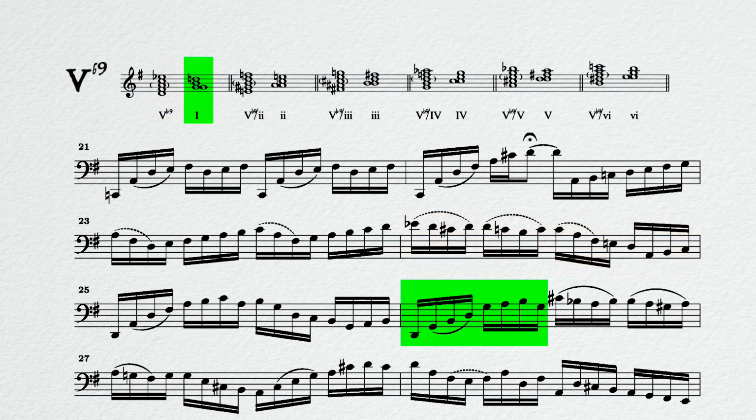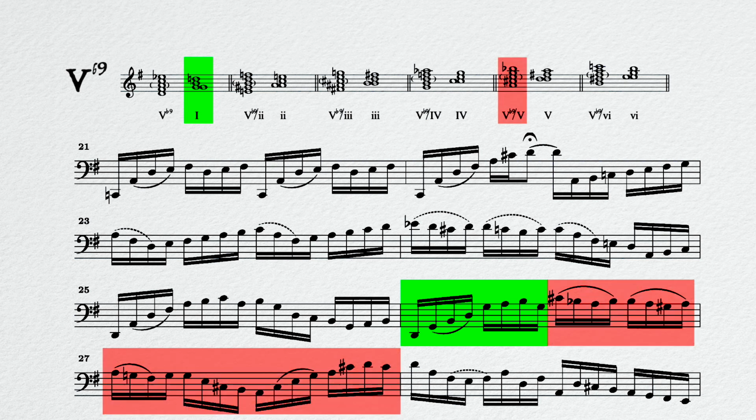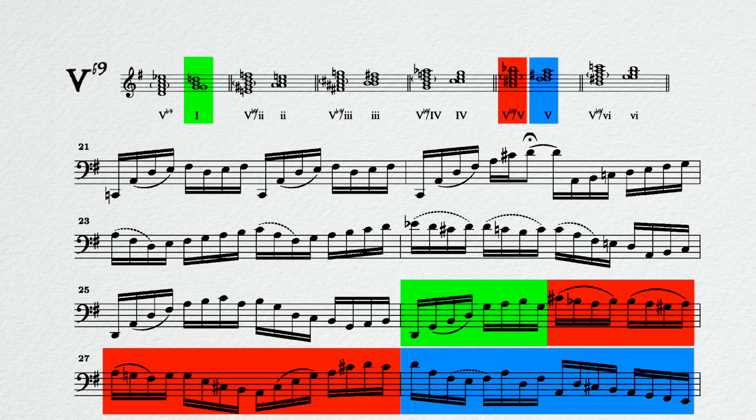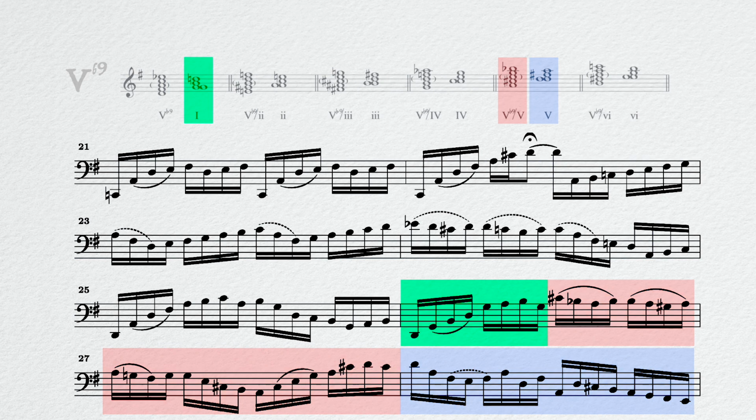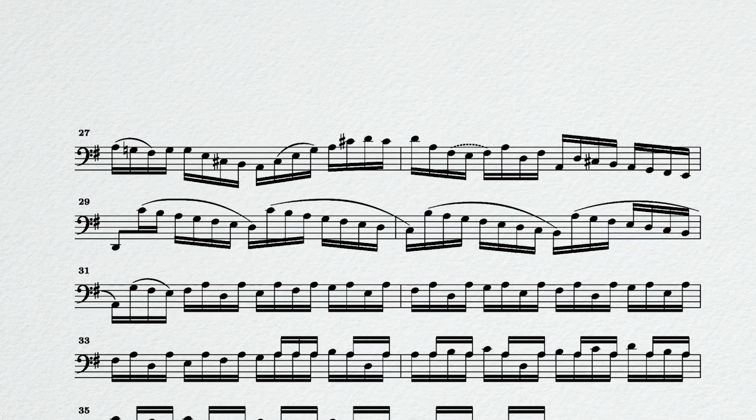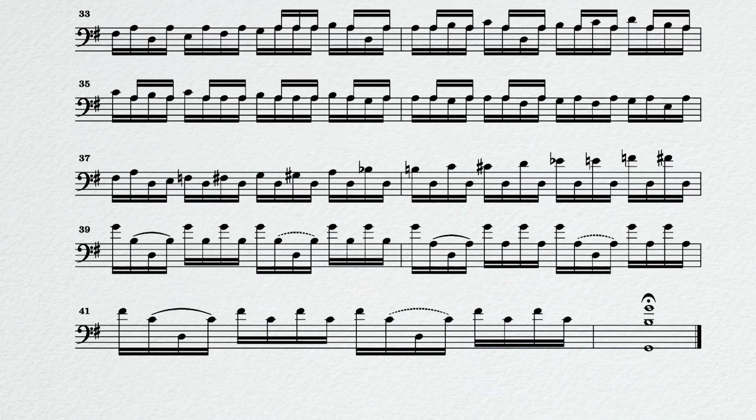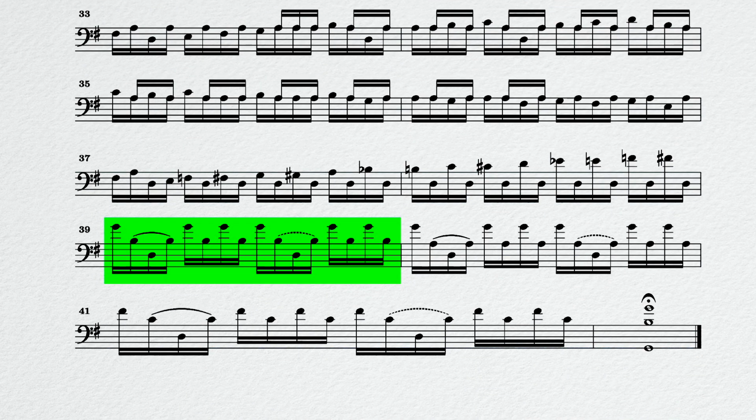G major, although briefly presented in measure 26, gives way to an implied A dominant minor 9th, which ultimately resolves to the D major harmony, only to revert back to D dominant 7th, which more or less continues till measure 39, where G major is finally and triumphantly reintroduced, thus bringing this musical journey to a satisfying conclusion.